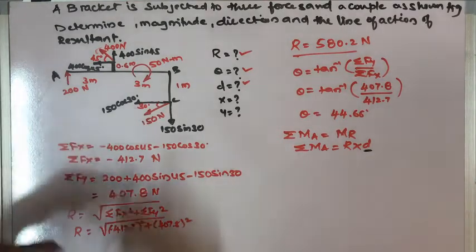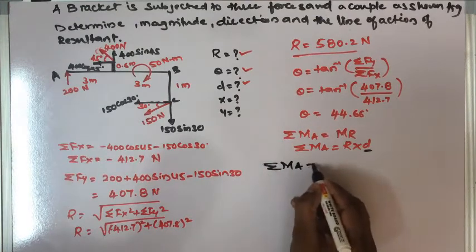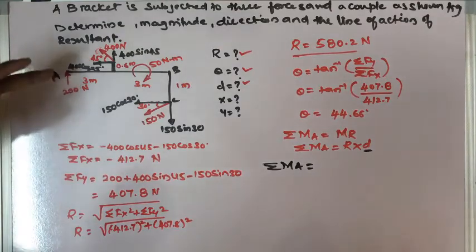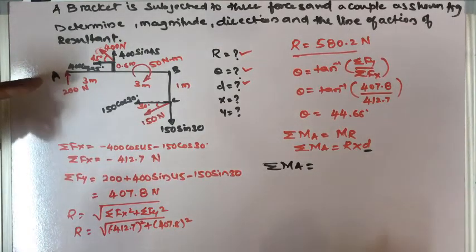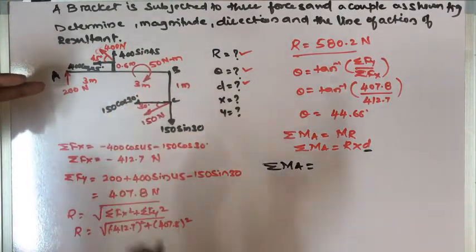So summation of MA can be calculated, that means taking the moment of all the forces about a point. At this point we have to take it. So how many forces do we have? 1, 2, 3, 4, 5 forces, and there's one couple.